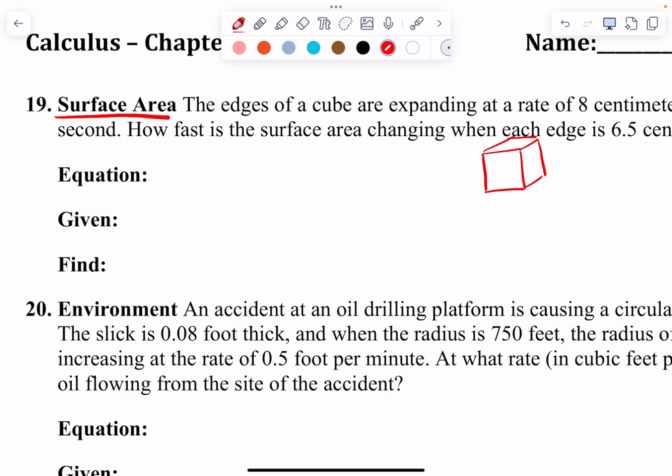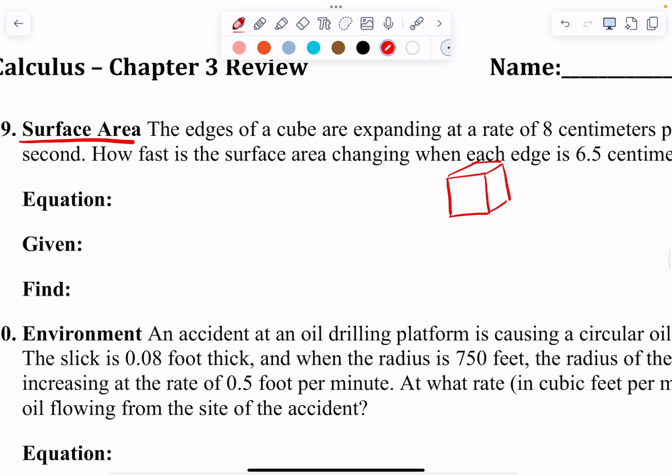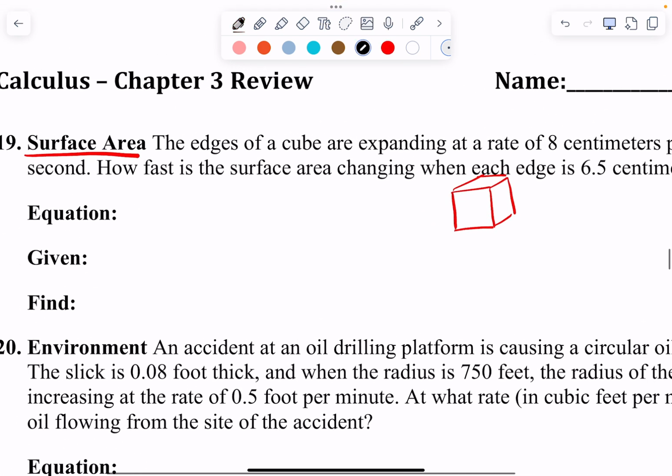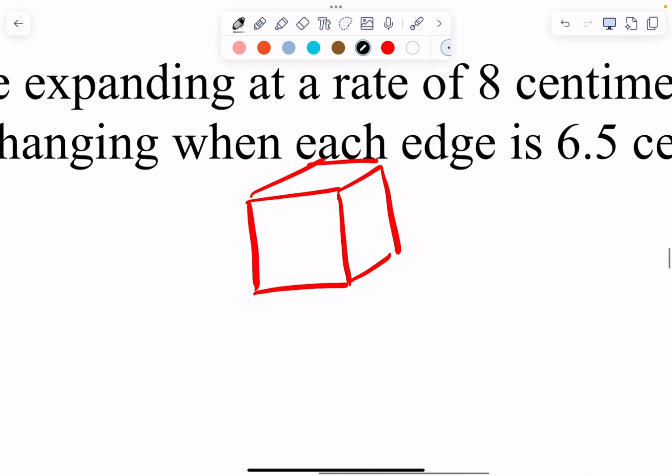Look at that. The edges of a cube are expanding at a rate of 8 centimeters per second. Okay, let's label this cube. What do you want to call the edges? A, B, C, D? Yeah, but we don't need A, B, C, D because they're all the same. E for X? No, because E is a number. X. Let's call them X. So this is X, and this is X, and this is X. It's X by X by X, right? Okay.